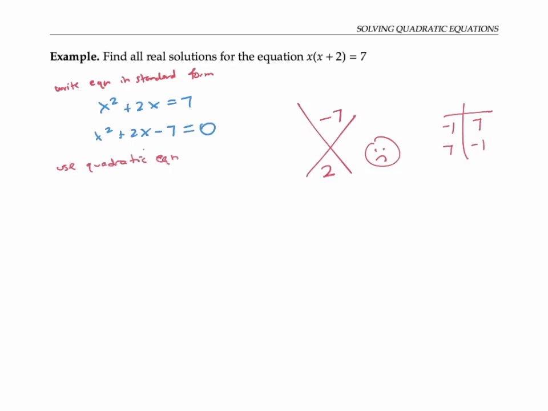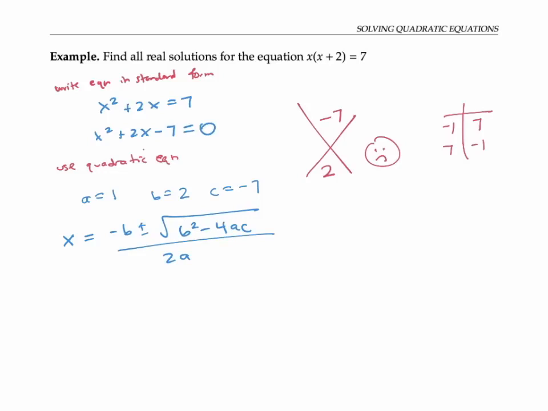So we have our leading coefficient of x squared is 1. So a is 1, b is 2, and c is minus 7. And we're going to plug that into the quadratic equation, which goes x equals negative b plus or minus the square root of b squared minus 4ac all over 2a.